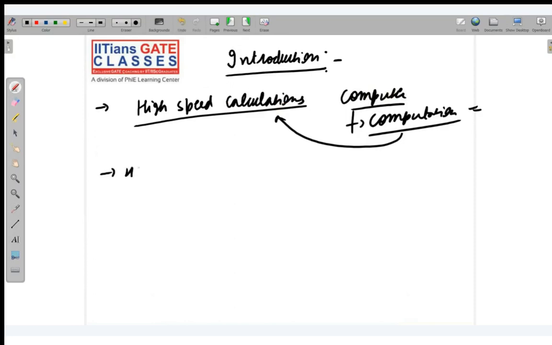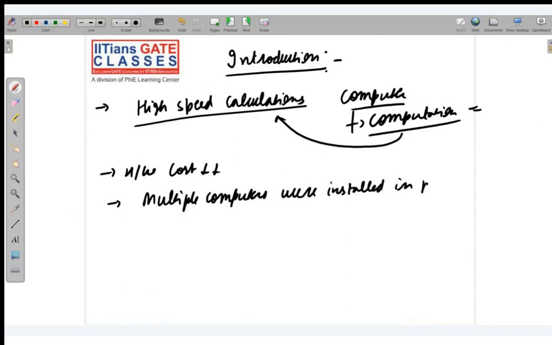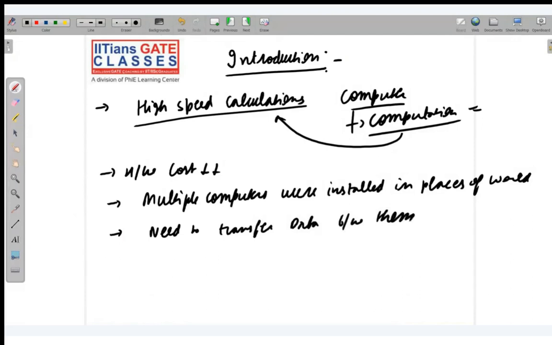So the computer was developed for high speed calculations only. But as the hardware cost decreased, since initially hardware cost was very high, multiple computers were installed in different places of the world. Now since there were multiple computers, there was a need to transfer data between them. In early days we had floppy drives, so one person would physically go from India to USA to transfer the data, but obviously that was not feasible. So slowly computer networks were developed.